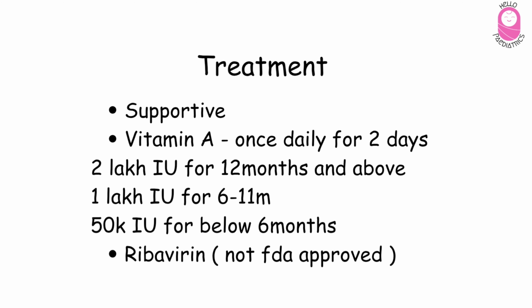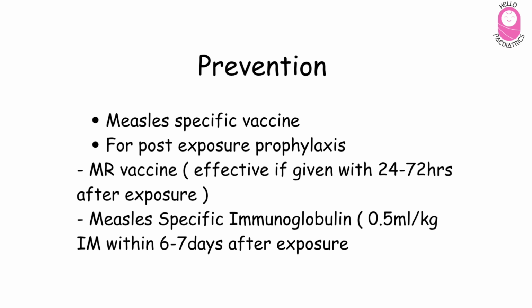Treatment is usually supportive and vitamin A is given once daily for 2 days. And ribavirin is a drug which is being researched against measles, but it is not FDA approved, so it is generally not used in these children. Vitamin A doses have been mentioned according to the age.